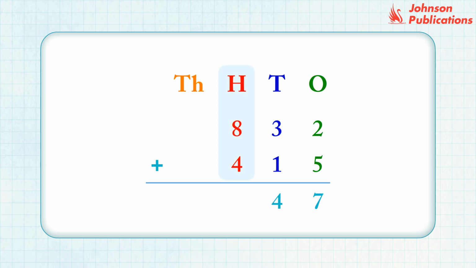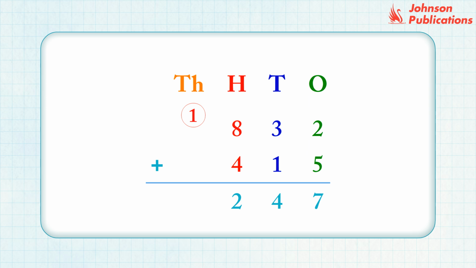Step 3. Add the hundreds. 8 hundreds plus 4 hundreds is equal to 12 hundreds. We can write 12 hundreds as 1000 plus 2 hundreds. Write 2 in hundreds place and carry over 1000 to the thousands column.